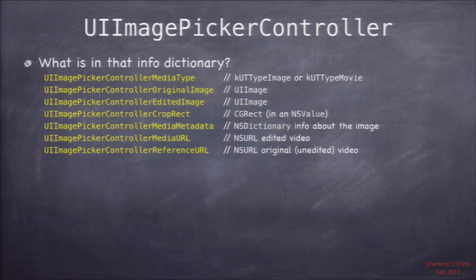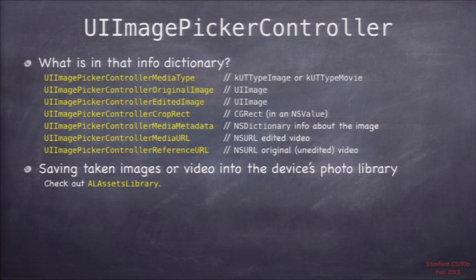So what's in that dictionary that you get back? If the user did finish picking with the info, what's in it? There's the image that they took: both the edited image if they zoomed in and cropped it, and the original image. Whether they cropped or not, the original image is in there. If they cropped it, it'll tell you the rectangle inside the image that they cropped to. If it's a video, you're going to get a URL to a file with the video in there, okay? So that's how video comes back to you, as a URL to some file.